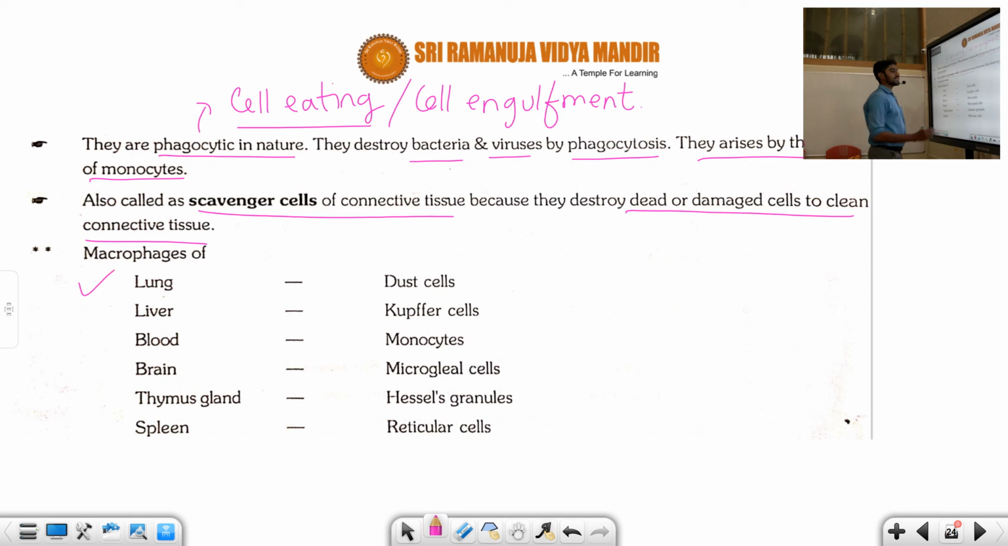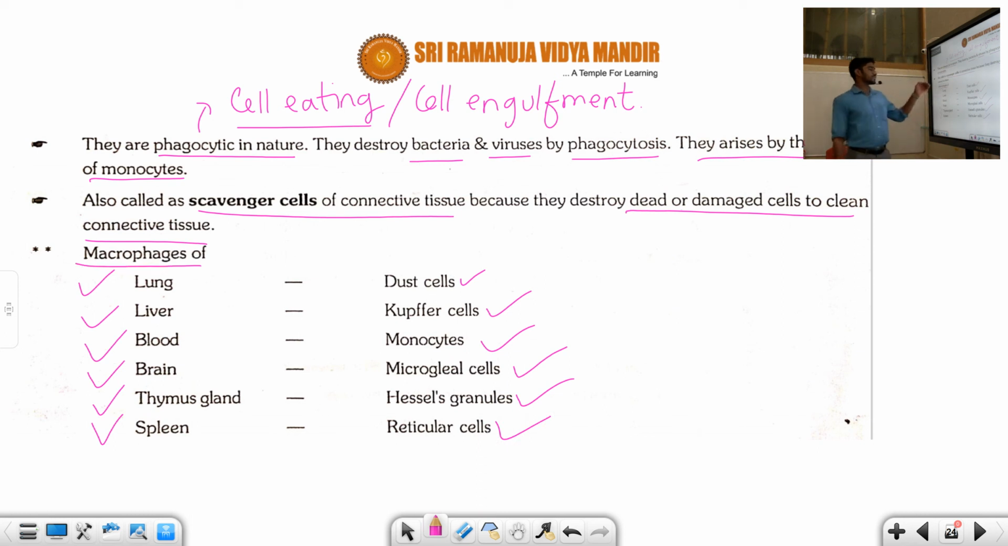In the lungs we consider the dust cells. In the liver we consider the Kupffer cells. In the blood we consider the monocytes. In the brain we consider the microglial cells. In the thymus gland we say the Hassall's granules. In the spleen we consider the reticular cells. So this is about the macrophages, and their respective names are given here. This is a very important point, student.